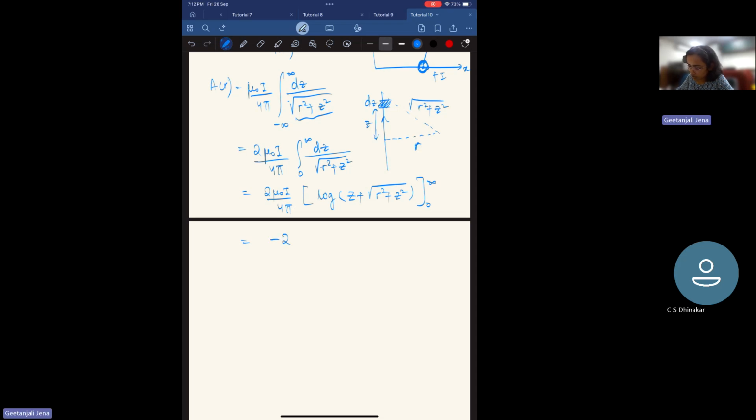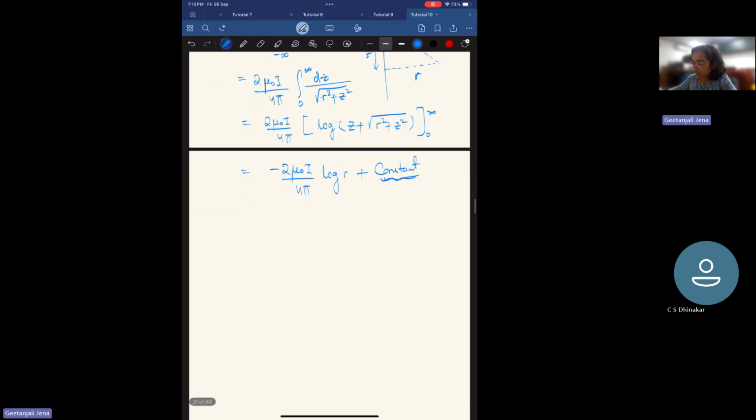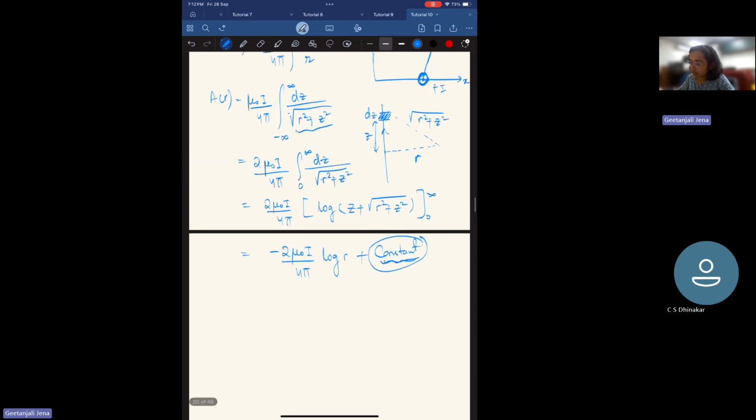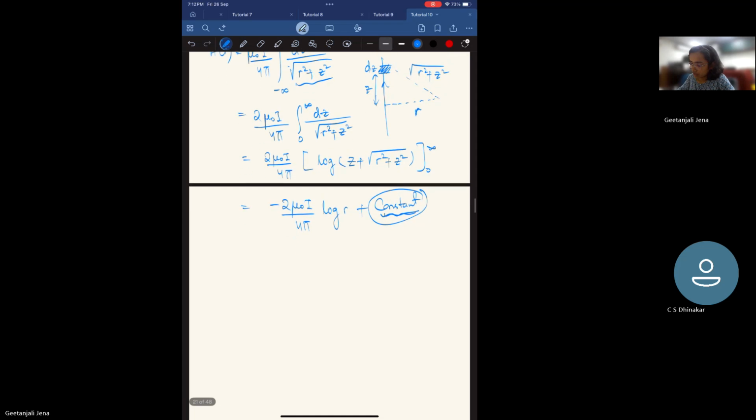After putting the limits, this comes to minus 2 mu naught I by 4 pi log r. There is some divergent constant when you put in the infinity term, but this doesn't change the value of B, so we can neglect it or keep it as it is. There is some constant here. So this is for the one straight wire. So A is minus mu naught I by 4 pi log r, with the factor of 2 absorbed.